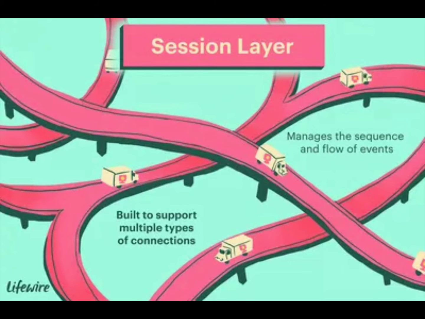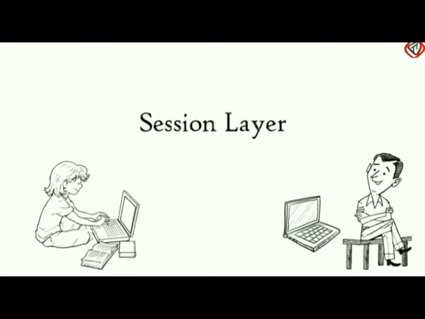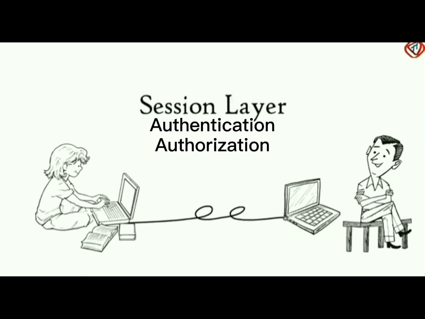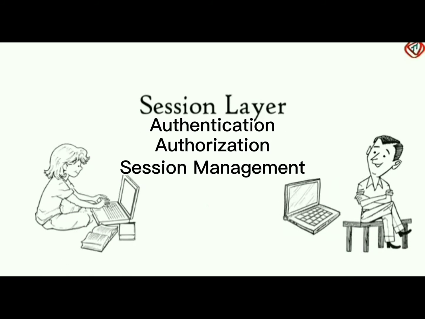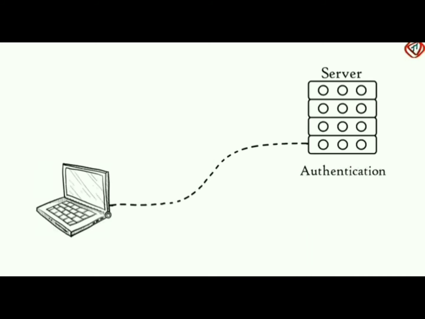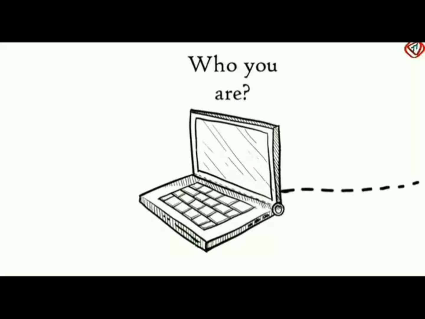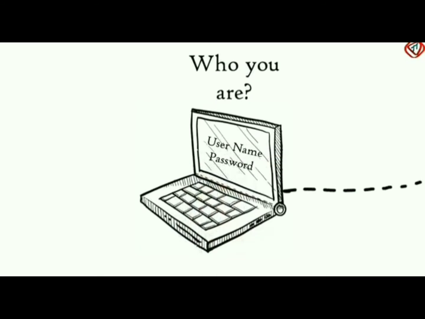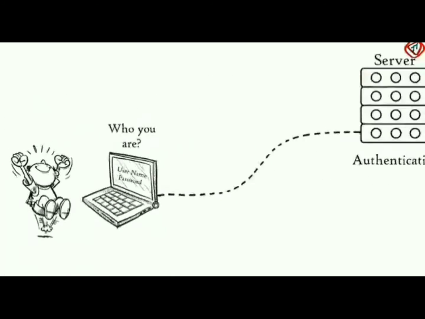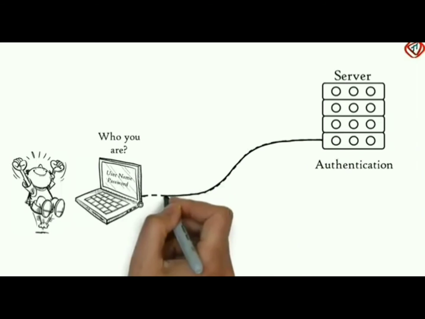In the 5th layer of the OSI model, we have the session layer, which maintains the connections between different systems, and it is responsible for controlling ports and sessions. The session layer has 3 main functions, which are authentication, authorization, and session management. For authentication, before a computer can be connected to a server, the computer has to provide a username and password. The function of authentication and setting up a connection after authentication is performed by the session layer.